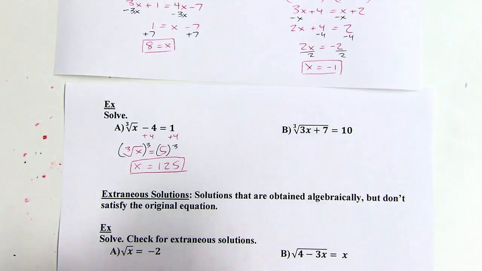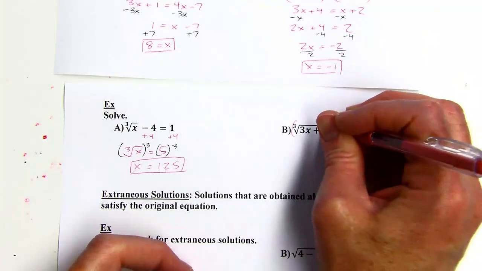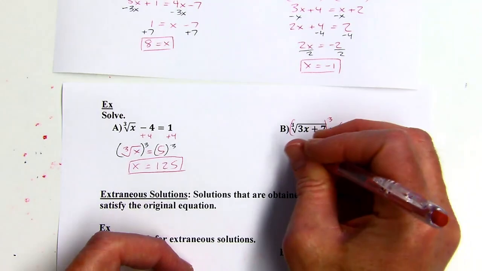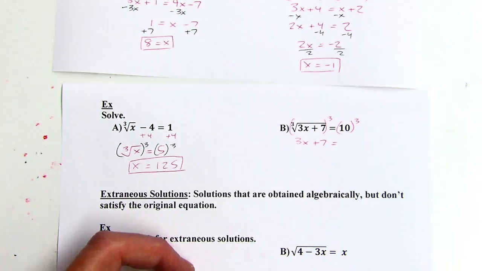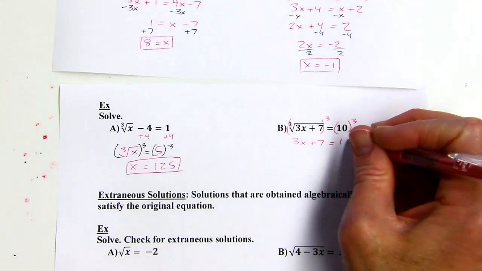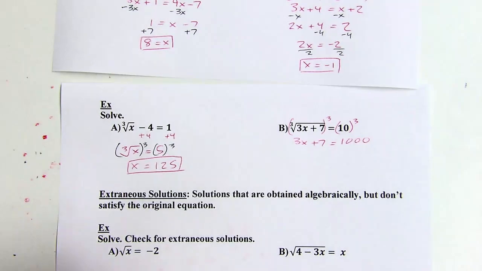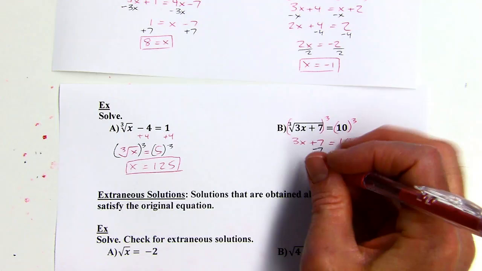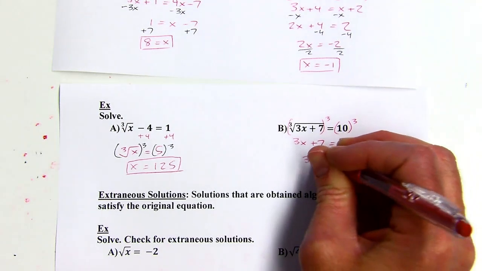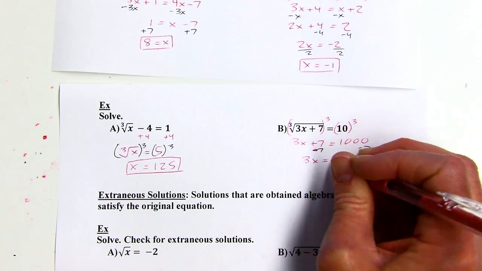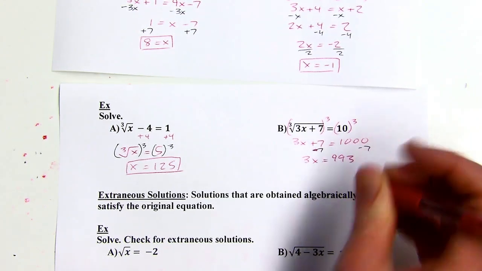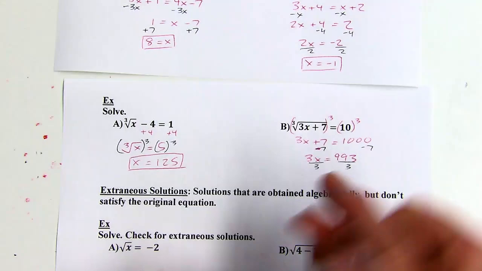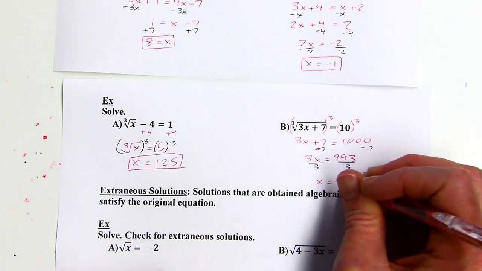So the next step would be to cube both sides. That means 3x plus 7 is going to equal 10 to the third. 10 to the third, that's a 1 with 3 zeros. 1,000. Okay, then I'll subtract 7, and 3x is going to equal 993, and then I divide by 3 to isolate the x, and x will come out to exactly 331.